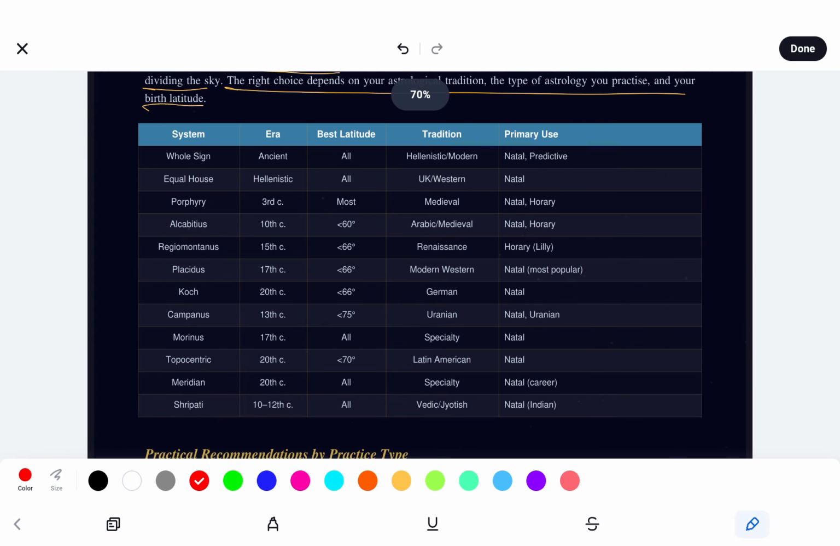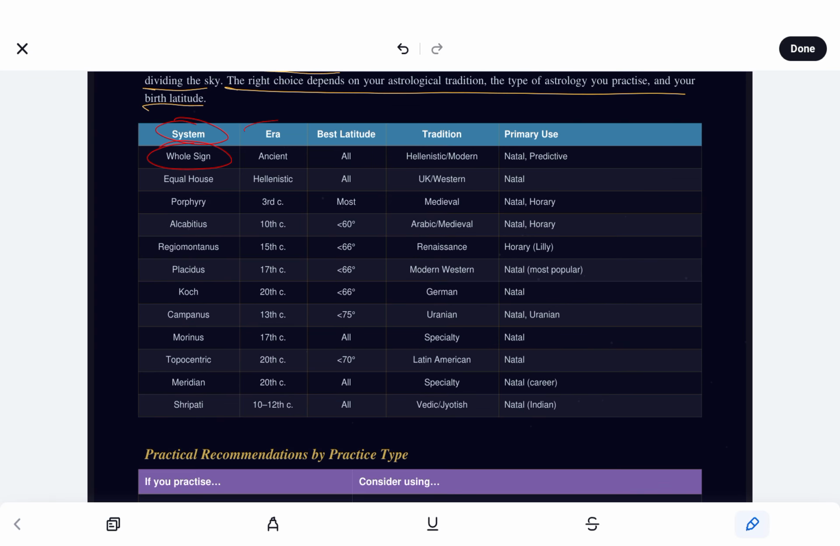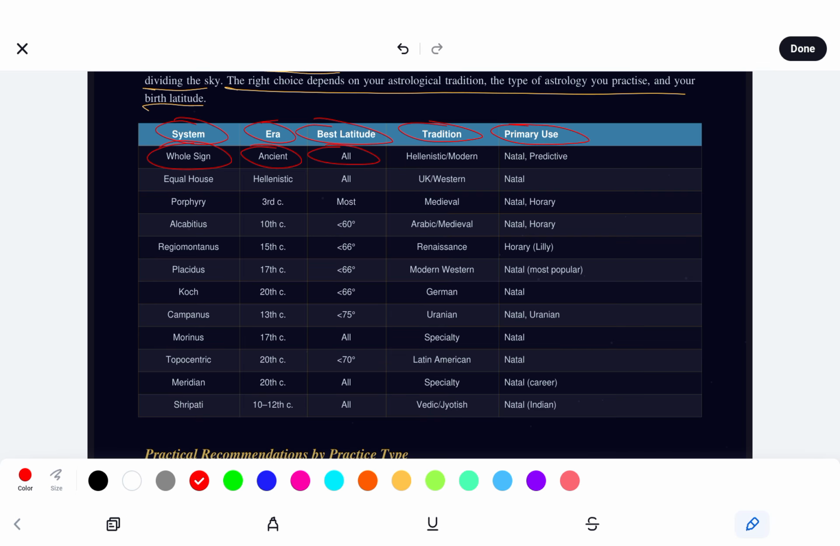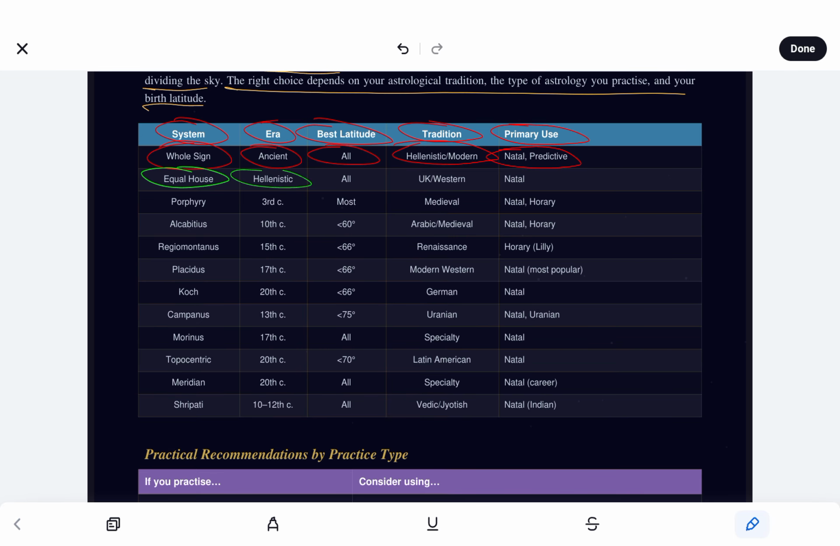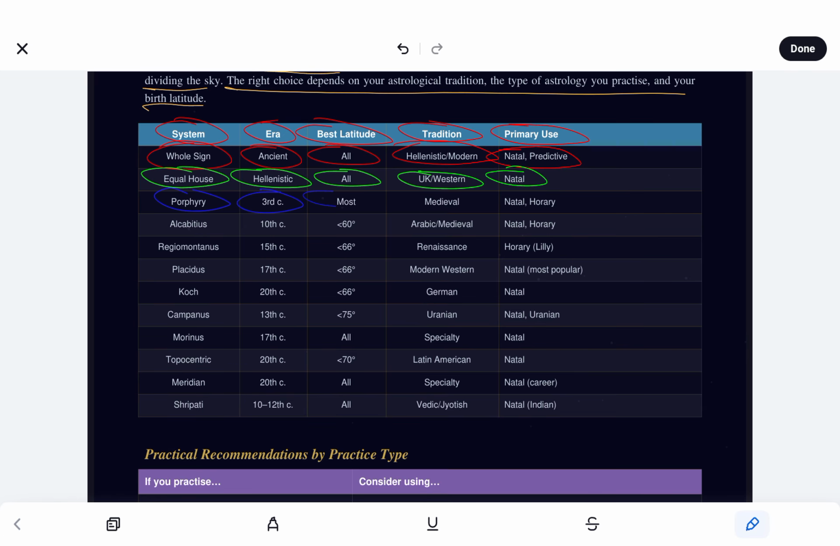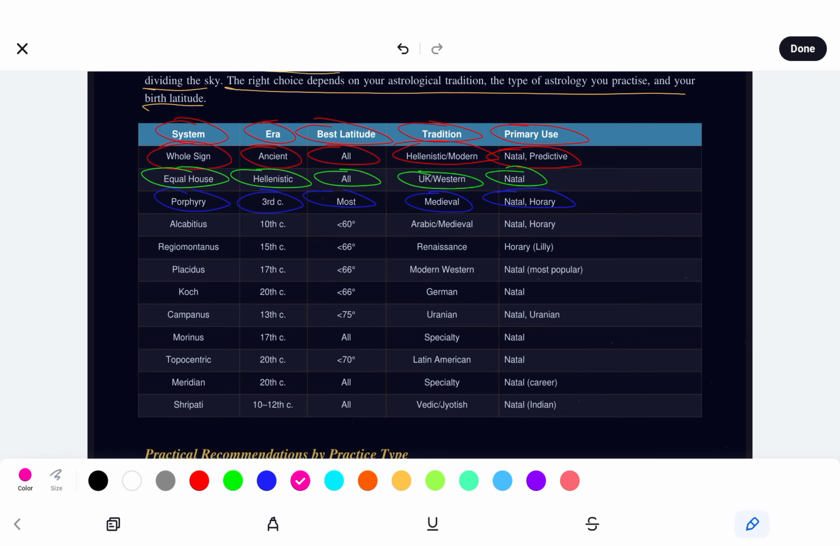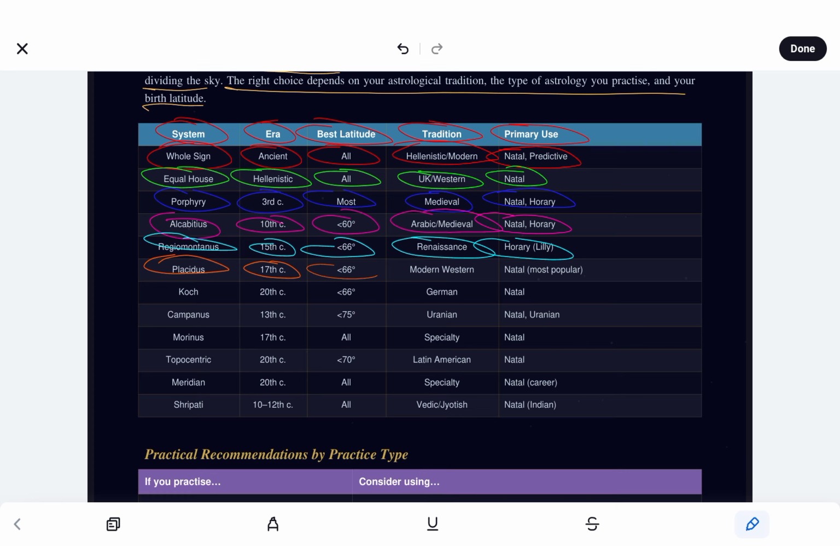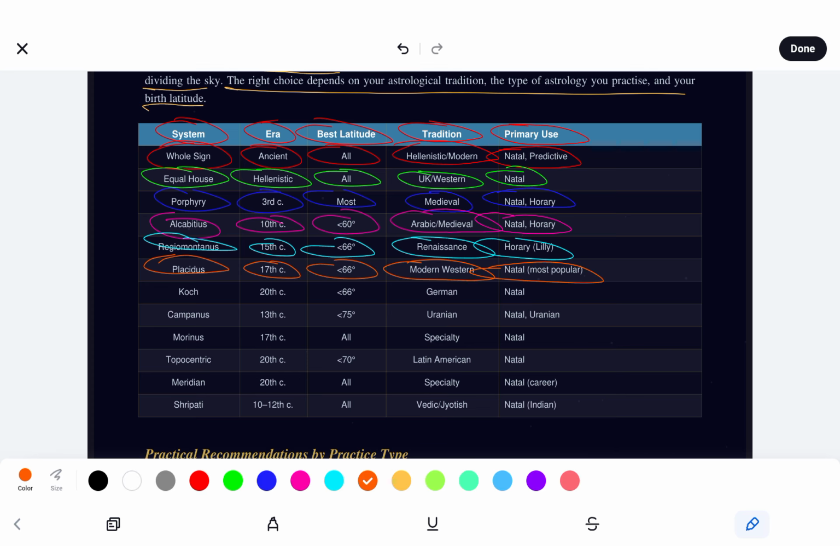So here we see the system, from whole sign onward, as well as era, best latitude, tradition, primary use. So whole sign is ancient, best latitude is all, Hellenistic, modern, natal, predictive. Equal house, Hellenistic, all, UK Western, natal. Porphyry, 3rd century, most, medieval, natal horary. Alcabitius, 10th century, less than 60 degrees, Arabic medieval, natal horary. Regiomontanus, 15th century, less than 66 degrees, Renaissance, horary Lilly. Placidus, 17th century, less than 66 degrees, modern Western, natal most popular.